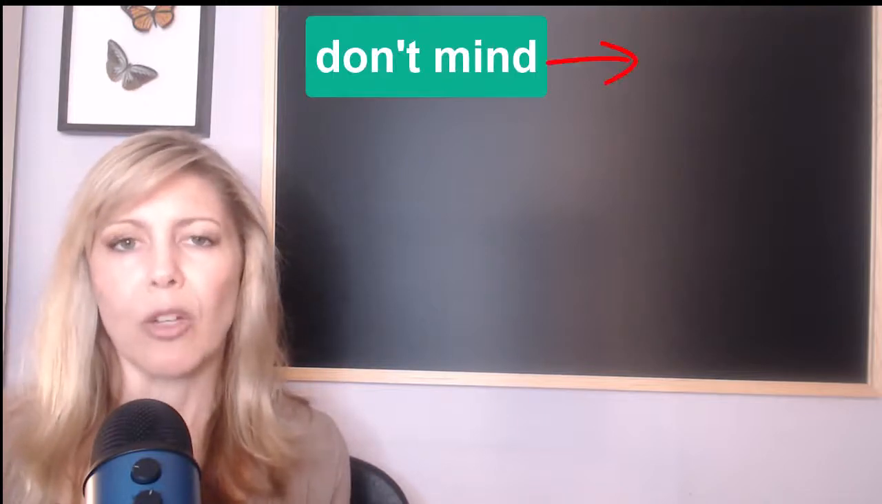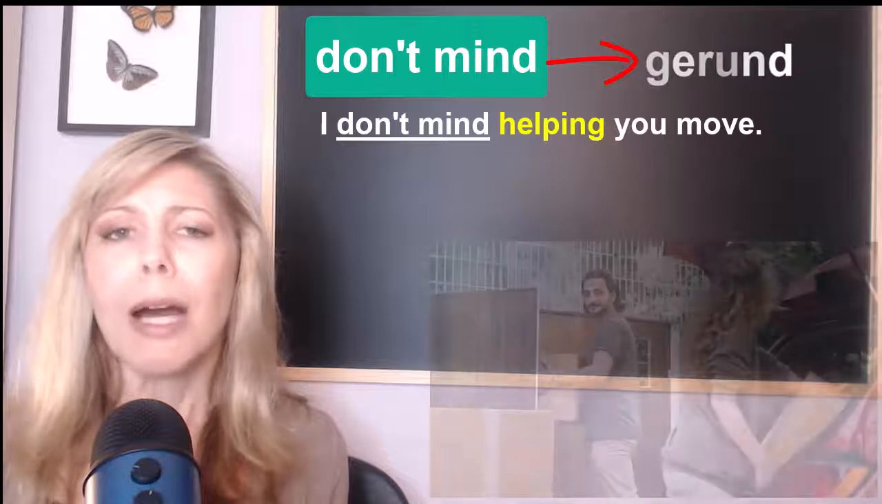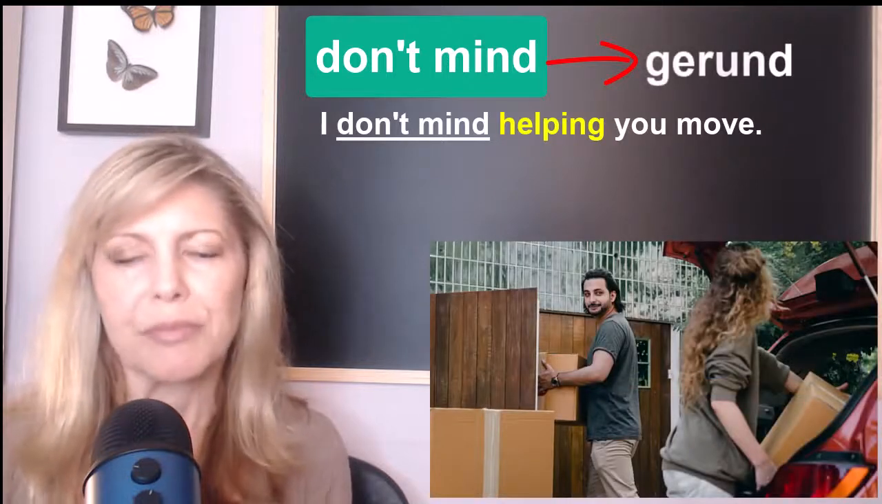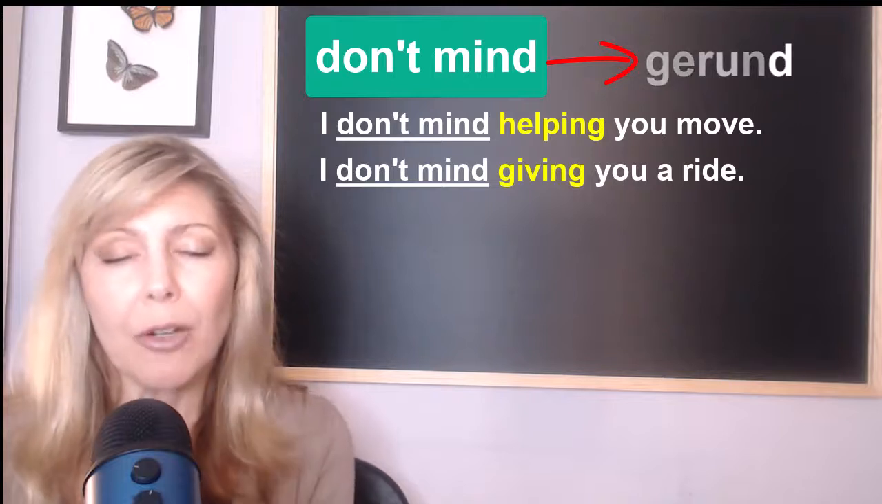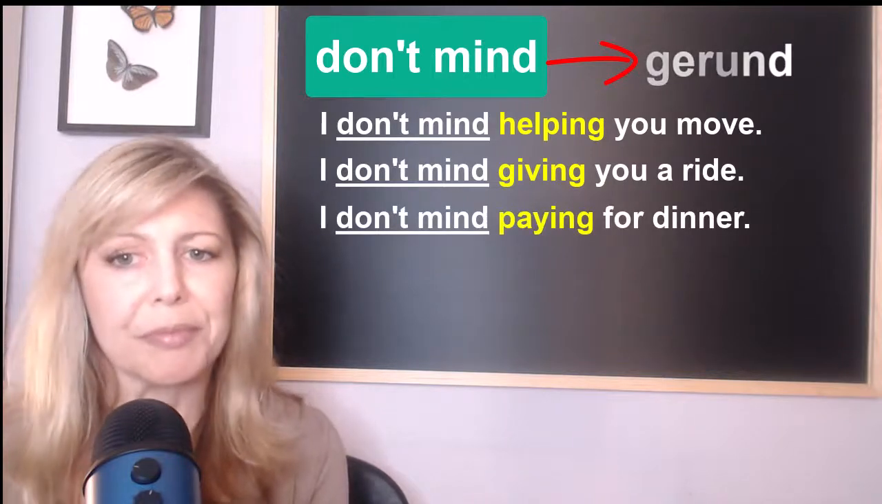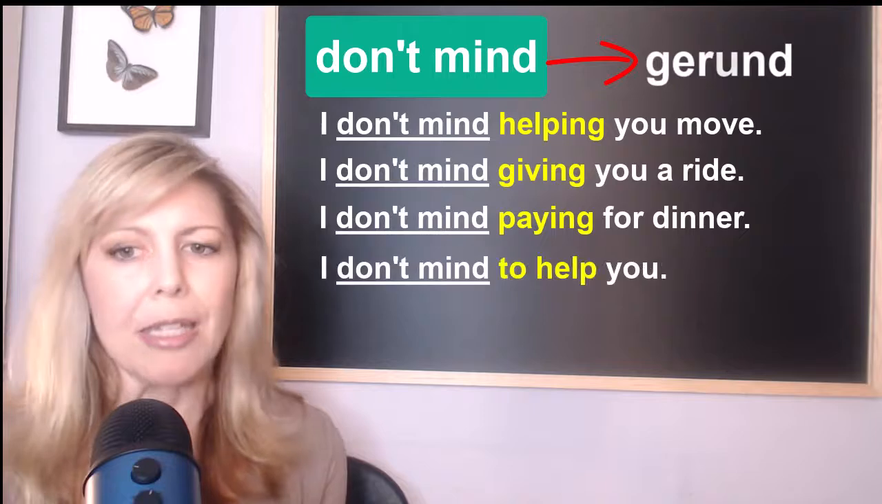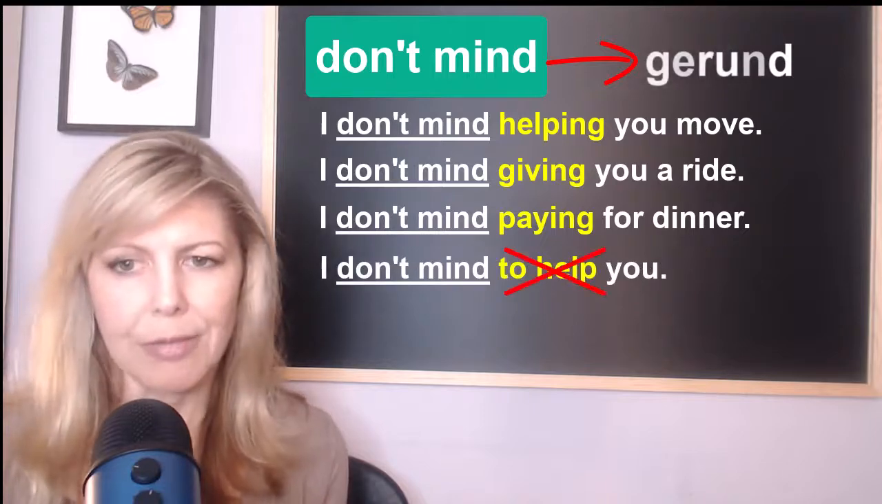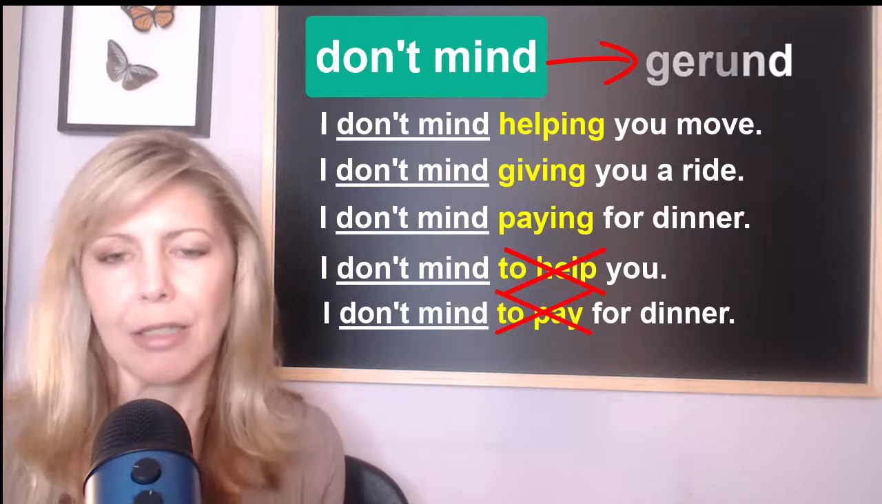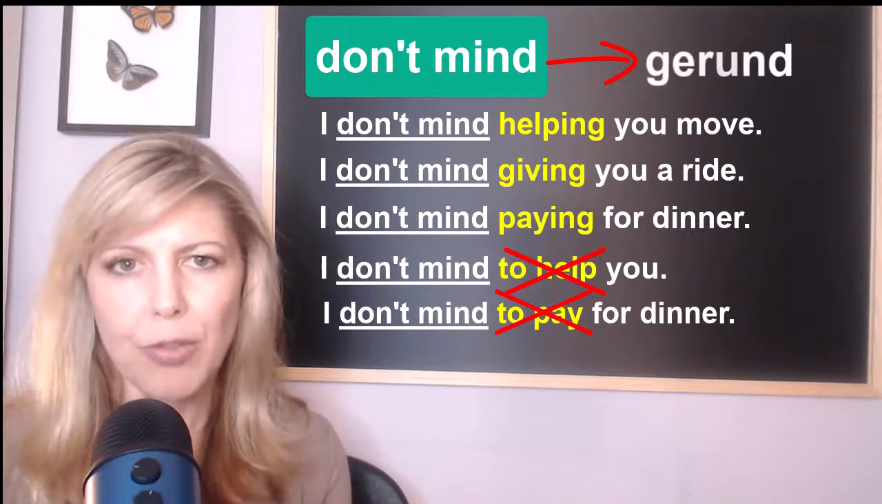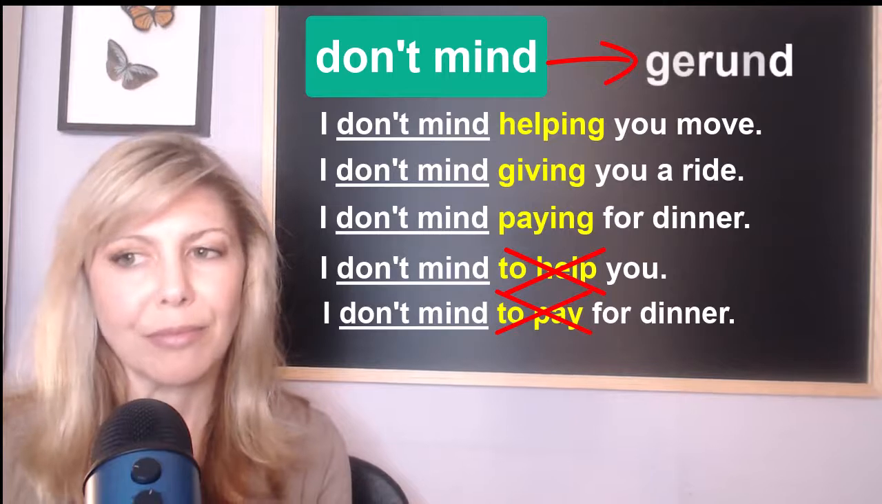Once again, we follow with a gerund. I don't mind helping you move. I don't mind giving you a ride. I don't mind paying for dinner. We do not say, I don't mind to help you, or I don't mind to pay for dinner. Those are infinitives, and usually, we don't use infinitives after don't mind.